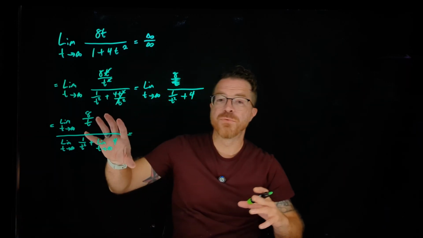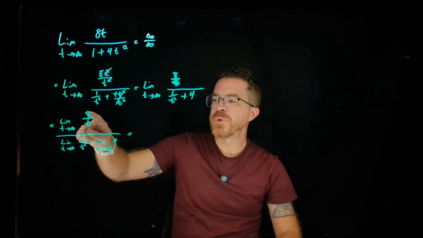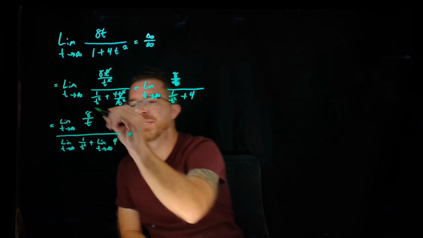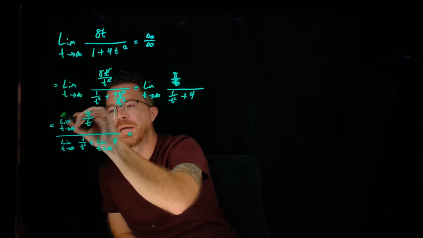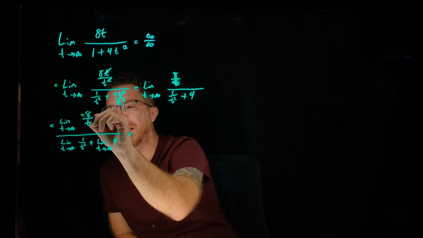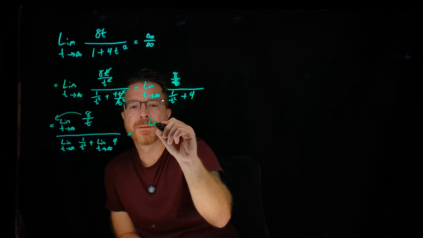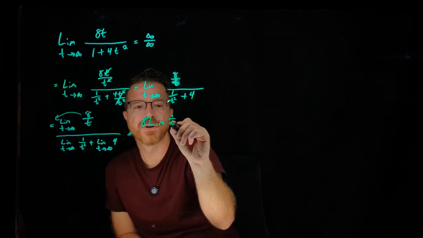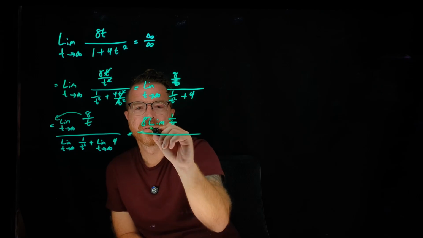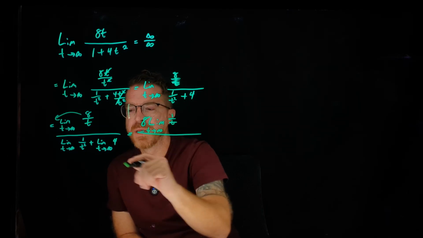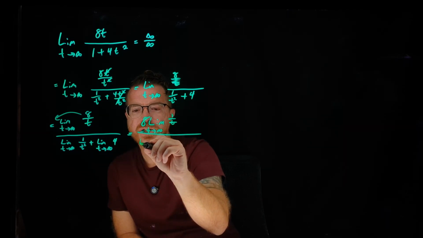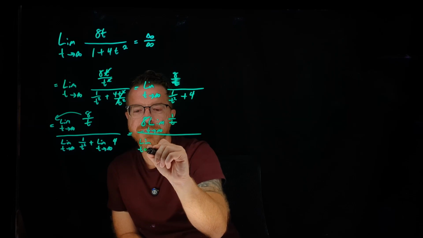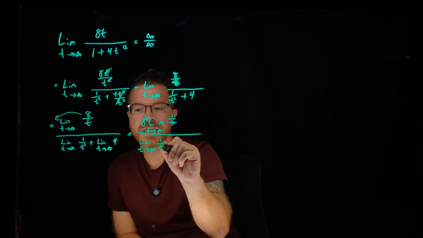Now that we have it in this form, we can actually solve it, because we have this 8, which is constant, so I can pull it out. This is the same thing as taking 8 times the limit of 1 over t as t approaches infinity. This one, we don't have to make any change, so I'm going to leave it: the limit as t approaches infinity of 1 over t.